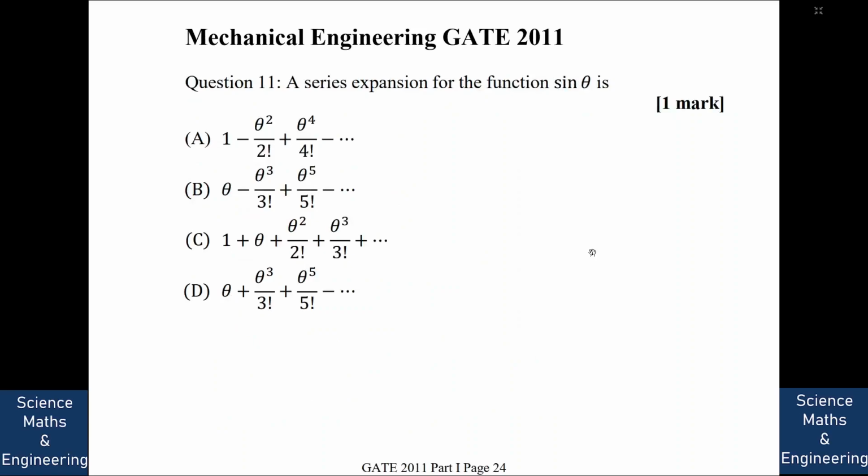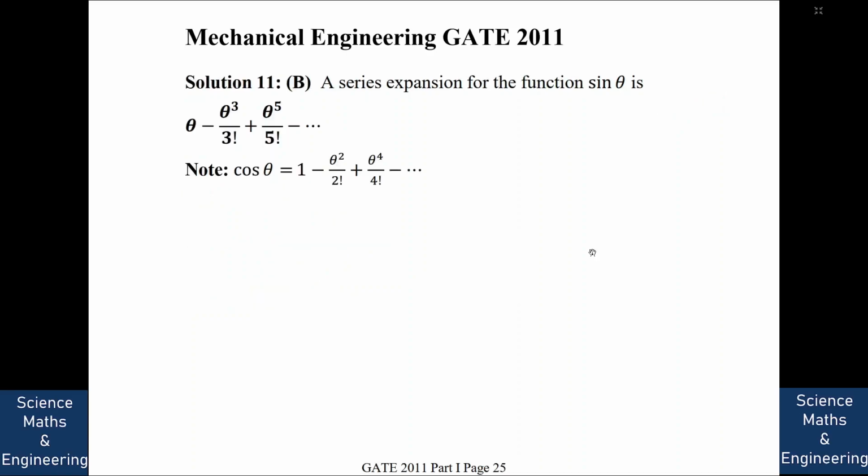A series expansion for the function sine theta is, we have different options. So the answer is the series expansion for the function sine theta is theta minus theta cube by 3 factorial plus theta to the power 5 by 5 factorial minus, and so on.